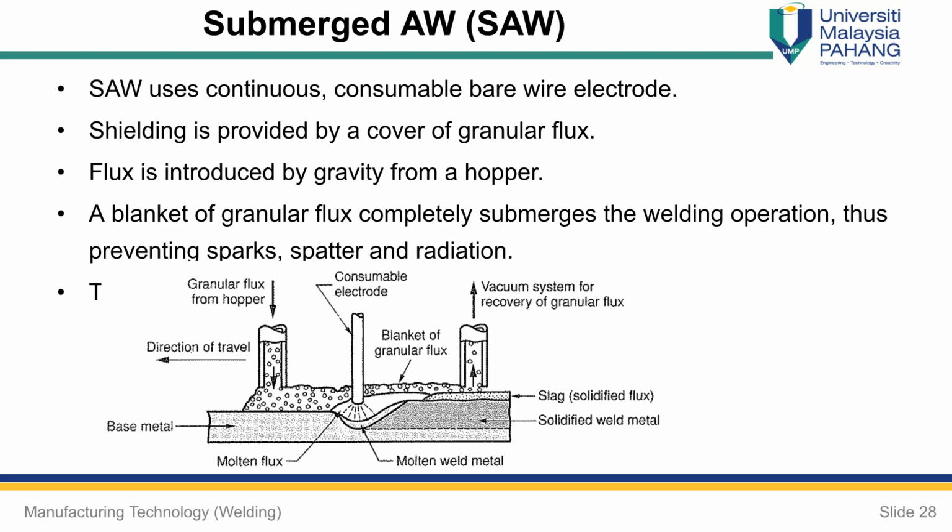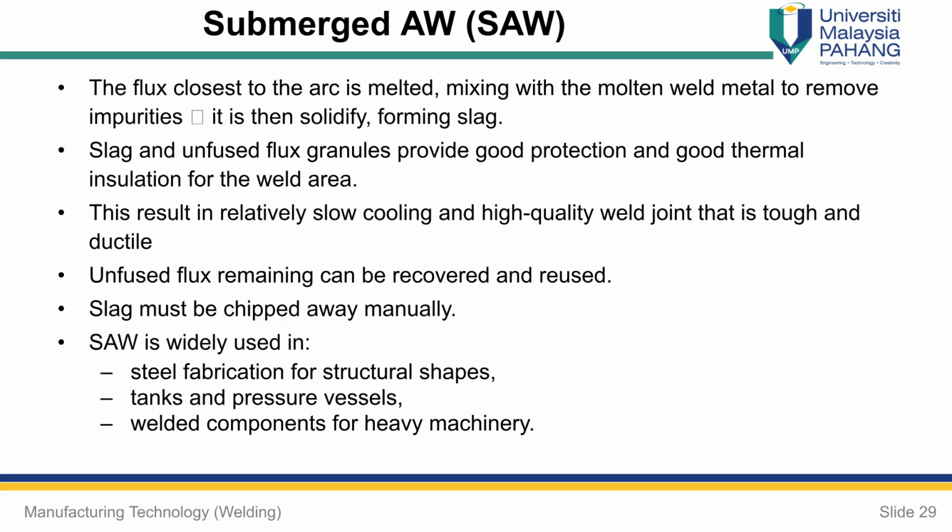Flux Cored Arc Welding, FCAW, is an adaptation of SMAW using a continuous consumable tubular electrode with flux in its core. FCAW can be self-shielded or gas-shielded, offering advantages similar to GMAW due to the continuous electrode feed.